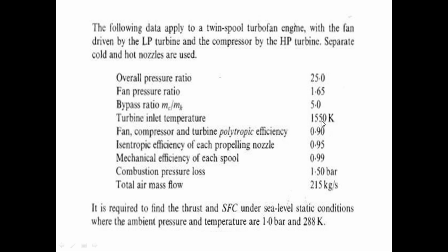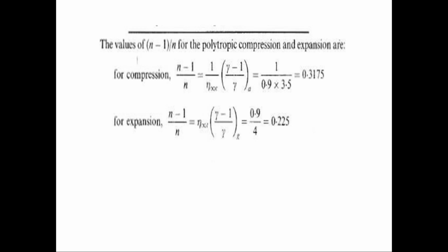And the turbine inlet temperature is 1550 Kelvin. Fan, compressor, turbine polytropic efficiencies are 0.90. Isentropic efficiency of each propelling nozzle is 0.95. Mechanical efficiency of each spool is 0.99. Combustion pressure loss is 1.50 bar, and the total air mass flow is 215 kg per second. So we are required to find out the value of the thrust and the specific fuel consumption under the sea level static condition, where the ambient pressure and the temperature are 1 bar and 288 Kelvin. Okay. So remember, this is a turbofan engine where the fan is driven by the high pressure turbine.